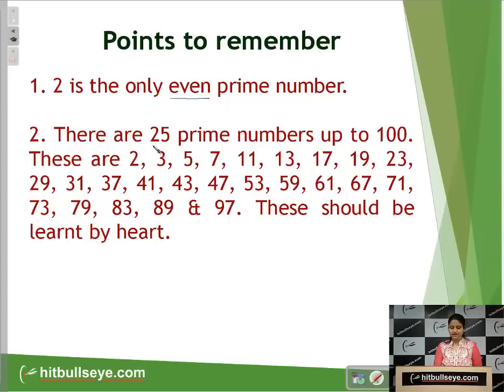Now the second point, there are 25 prime numbers. You should remember this figure. 25 prime numbers up to 100. If we talk about 1 to 100, there are 25 prime numbers, and these are 2, 3, 5, 7, 11, 13, 17, 19, 23, 29, 31, 37, 41, 43, 47, 53, 59, 61, 67, 71, 73, 79, 83, 89 and 97. In total, there are 25 prime numbers up to 100.